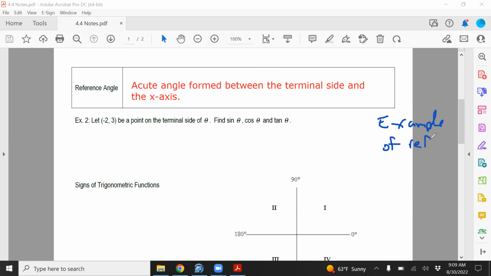What's the terminal side again? Where it ends. Is that in reference to a triangle? Not quite. How would you know which side? I'll show you. So what if I had this right here?